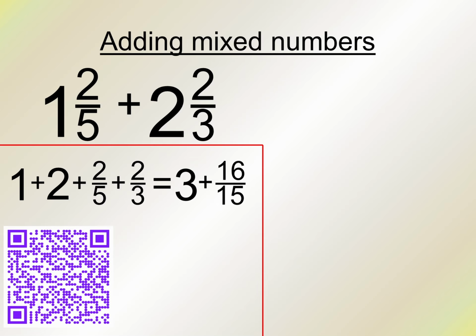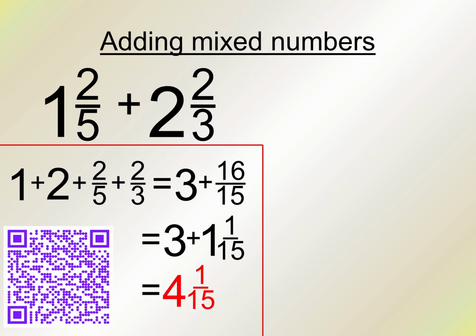Okay, and we know to find a common denominator first because 5 and 3 are different denominators. So 5 times 3 gets you the 15. And if you cross multiply, 2 times 3 is 6, 5 times 2 is 10. Add them together, you get your 16 over 15. That is an improper fraction. So if we change 16 over 15 to a mixed number, it is 1 whole and 1 over 15. Okay, and we can combine that with the whole of 3. So that's a final answer of 4 wholes and 1/15.